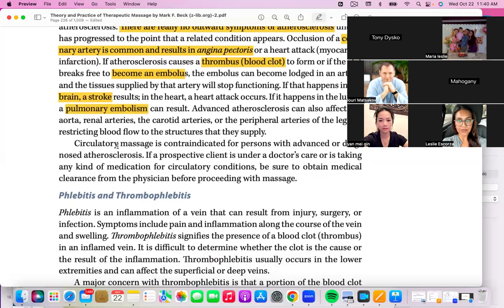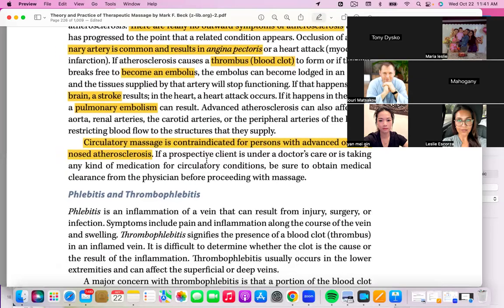Now, what can you do as a massage therapist? Circulatory massage is contraindicated for people with advanced arteriosclerosis because you're going to increase the blood flow that they can't handle, okay? So if a prospective client is under a doctor's care, like medication, in other words, then you probably need to also get clearance from the doctor to see if you can proceed. That's why it's sometimes important to ask people if they're taking any medication and when was the last time they had a massage and all that stuff.